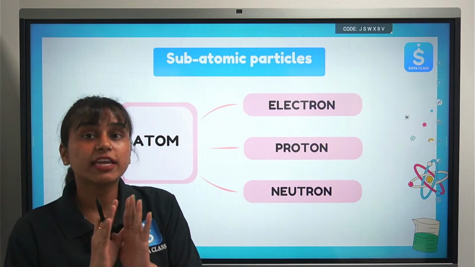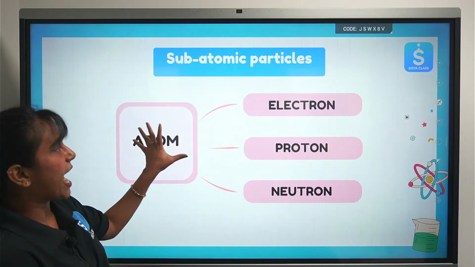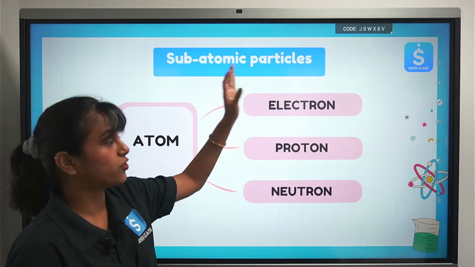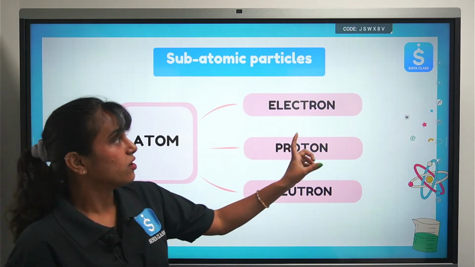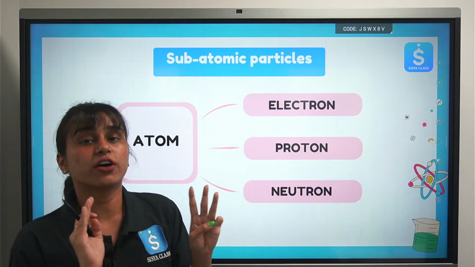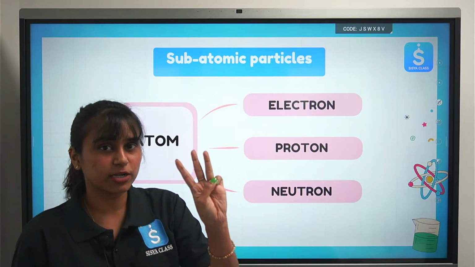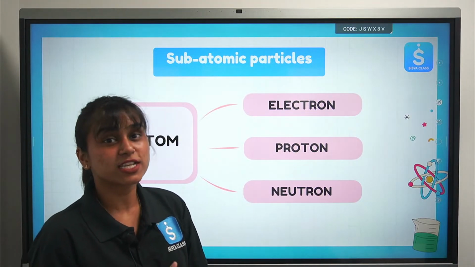Now, we will be learning about 3 subatomic particles of an atom. An atom comprises an electron, a proton and a neutron. So 3 new words: electron, proton and neutron. These 3 subatomic particles are present inside an atom. I hope this much is clear.